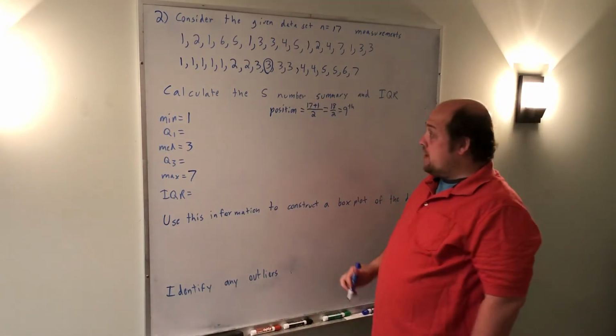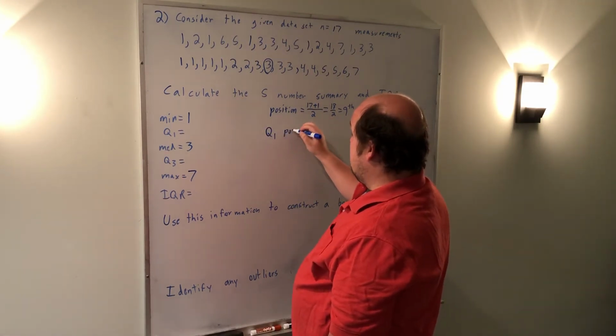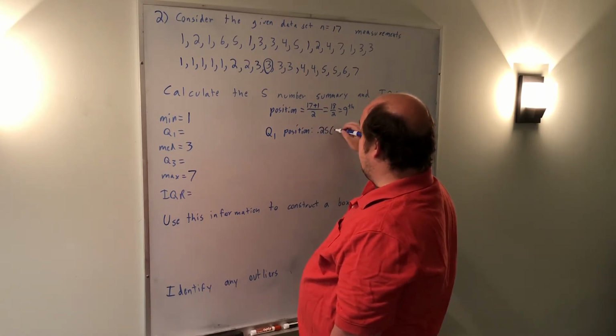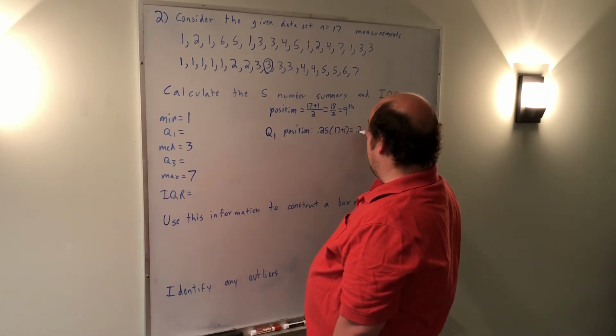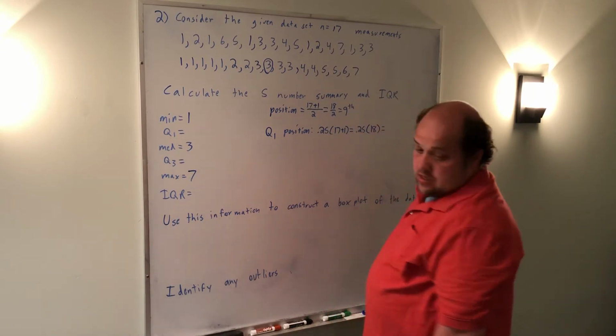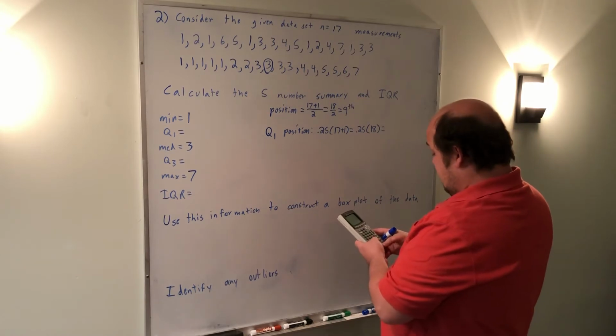If I now want to find the first quartile, Q1 position, I'm going to take 0.25 times n plus 1, in this case 17 plus 1. That gives me 0.25 times 18. If I put that in my calculator, it should tell me that it's 4.5.